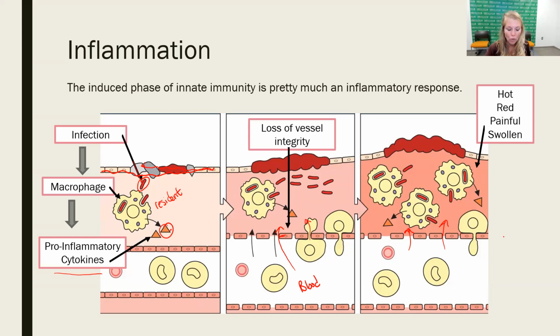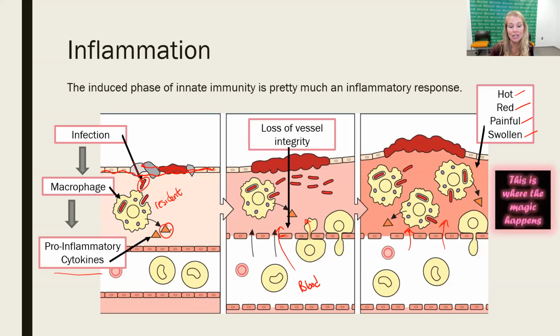And so there's four things that always go along, four indications, symptoms, signs of inflammation, and it's heat, redness, pain, and swelling. Okay, so those are the key signs of inflammation. And in this melee of inflammation, that is where the innate immune system magic happens, and that's what we'll talk about.